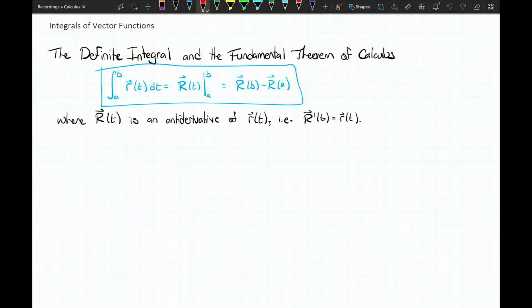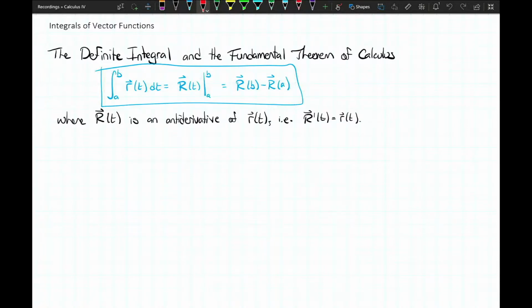Hello and welcome. In this video, we're going to take a look at a definite integral of a vector function. We've already seen how we can take the derivative component-wise. How is it that we just take an integral of a vector function? Well, we have the fundamental theorem of calculus for vector functions, and it looks a lot like what we're hopefully expecting for just a normal function.